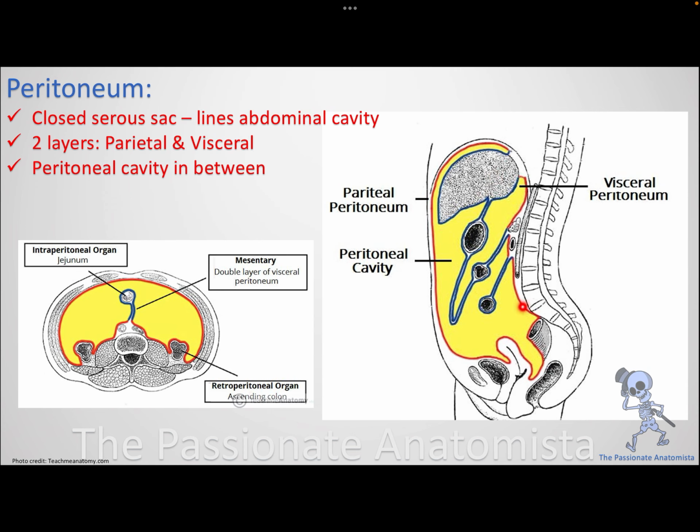All right, and as the peritoneum drapes over the pelvic organs, we consider the pelvic organs as subperitoneal, and that will be explained in the reproductive module.